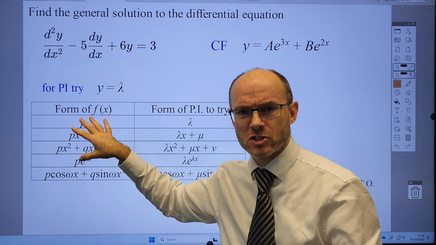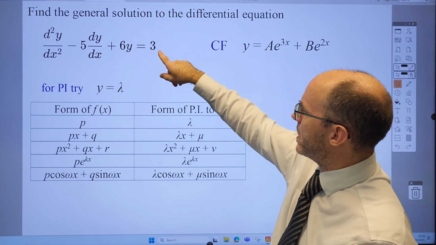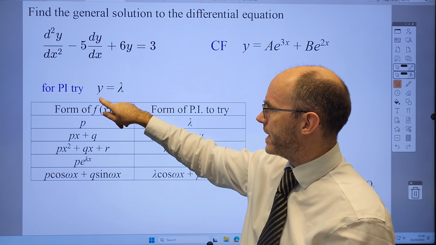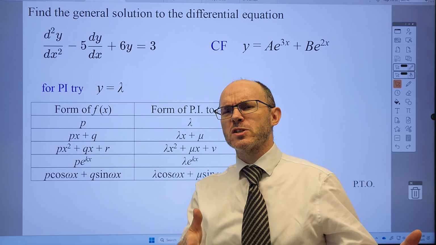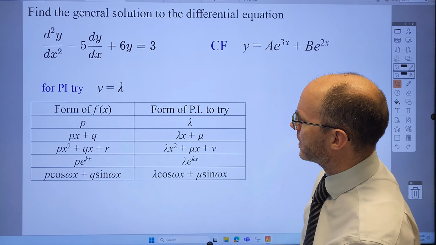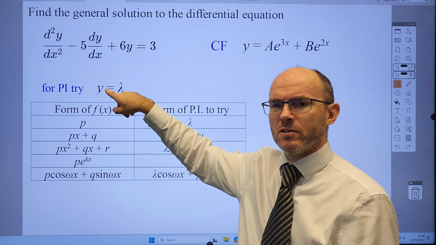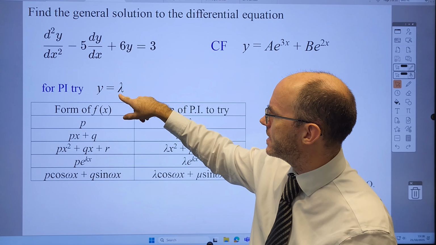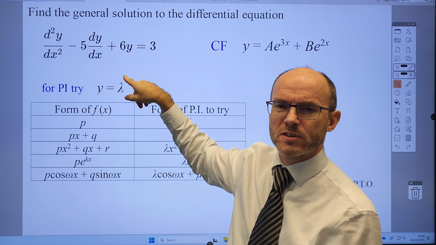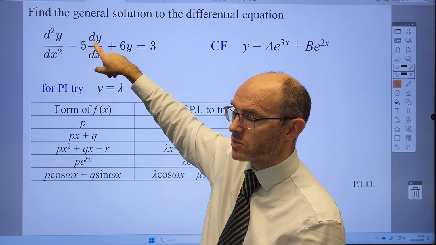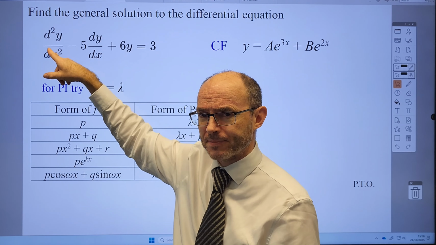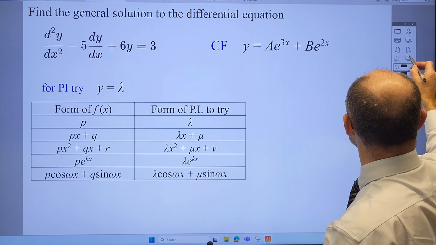And for this, I'm just going to show you that table once again. So when you've got a constant term, what you're going to do is try y equals lambda, and you'll see why that's going to work in a few minutes. Okay. Now when that is done, you have y equals lambda, you've got to substitute it back into the original equation. So you have to differentiate, find dy dx to substitute in there, and then find d²y dx squared and substitute into that. Okay. So I'm going to do that in the next set of working.